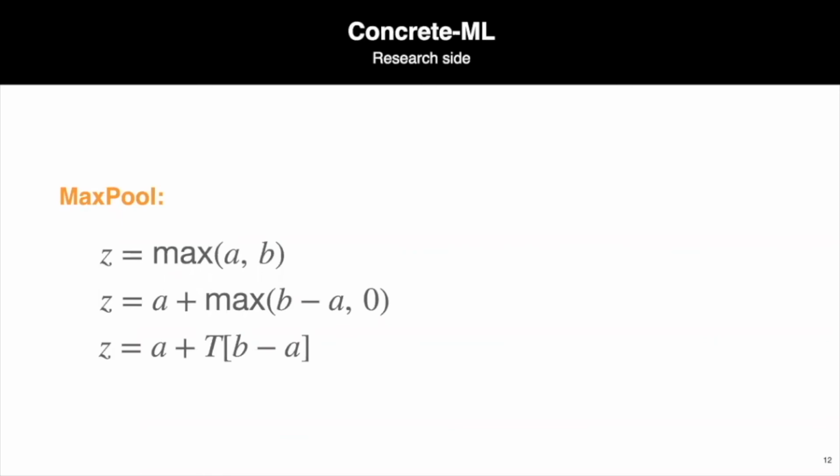So here you have the max of two values, and then if ever you want to do a max pool on a larger kernel, you just apply this recursively to have the max on the full kernel. So yes, of course, it's going to be very slow.